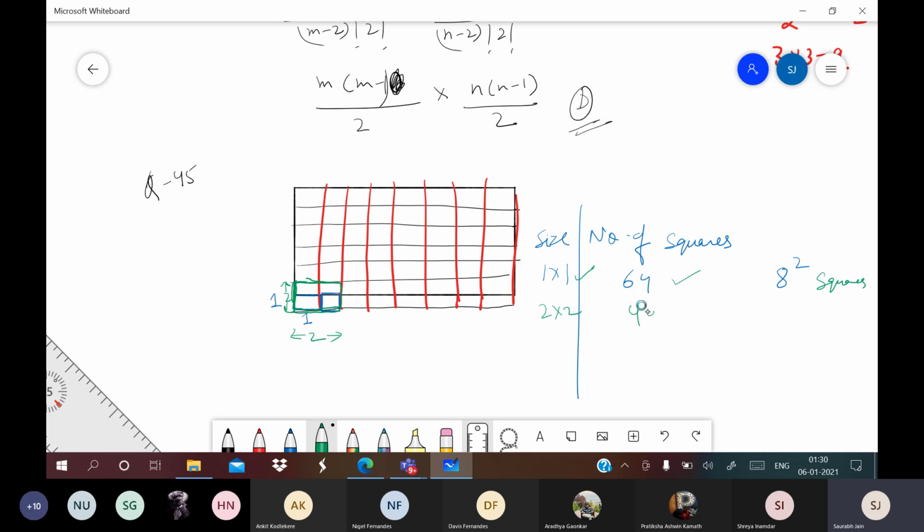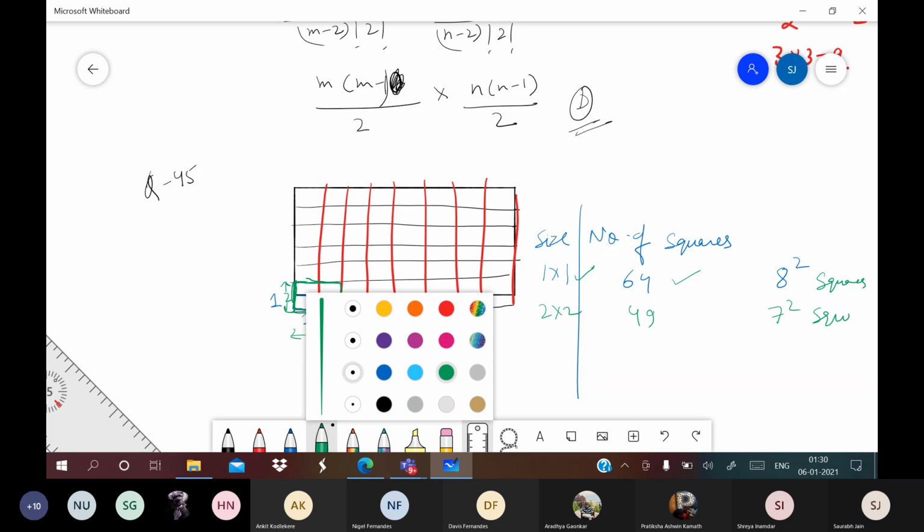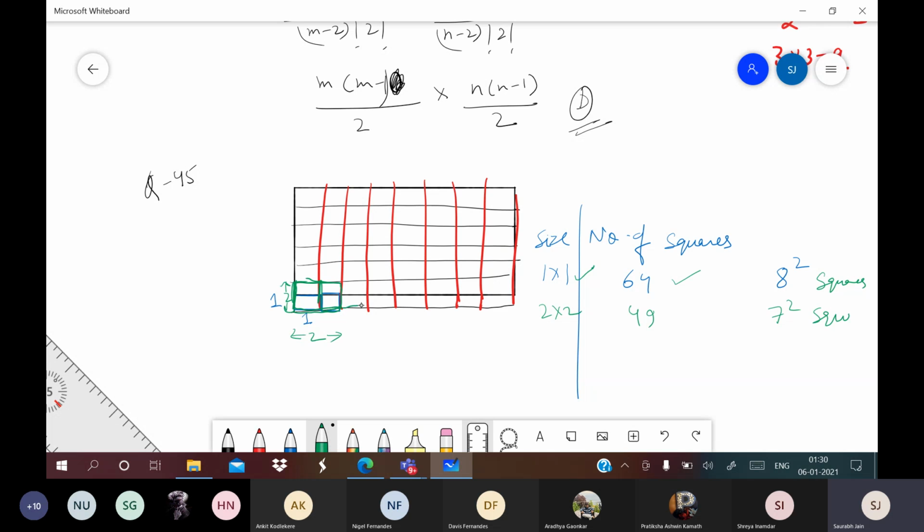2 by 2 you will get 49. Why 49? Try to understand. This green one is the first one. Then this green one is the second one. Then this green one is the third one. Then this is the fourth one. Then this is the fifth one. Then this is the sixth one. And similarly, this is the seventh one.